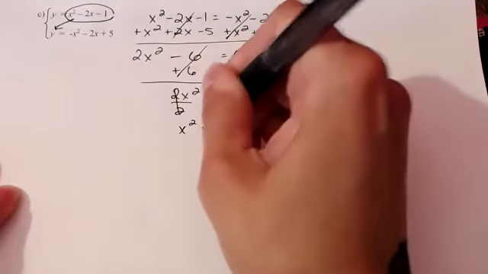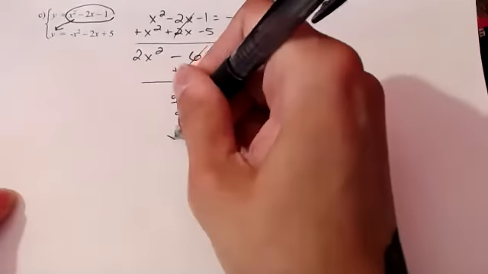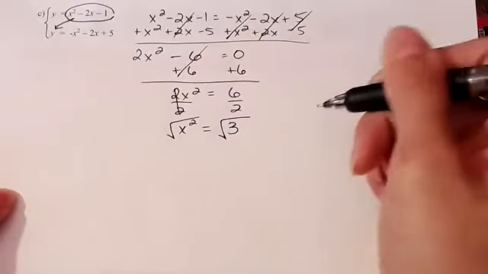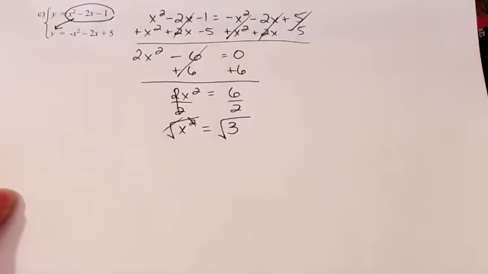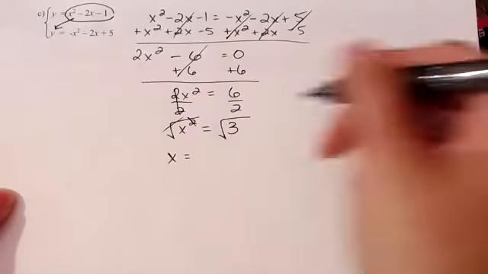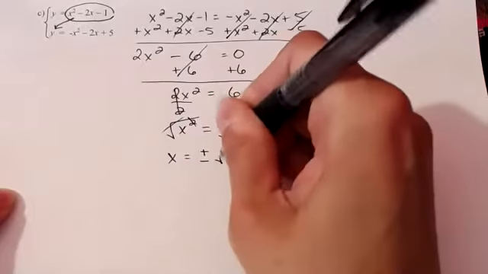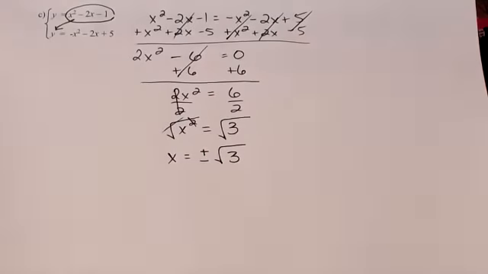I get that x squared is equal to 3. The opposite of something squared is to take the square root. So now I'm going to take the square root of both sides. Recall that the square root of x squared leaves you with just x, and that when we take the square root of both sides, remember, it's going to result in a positive and negative solution. So we have positive and negative square root of 3.